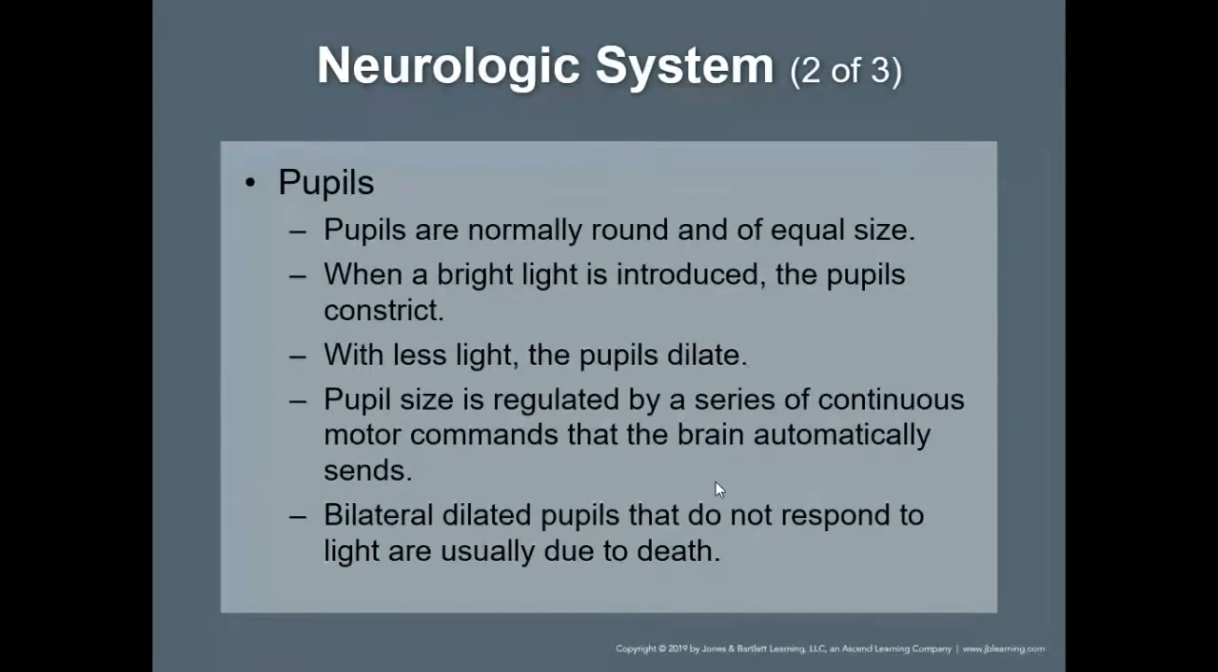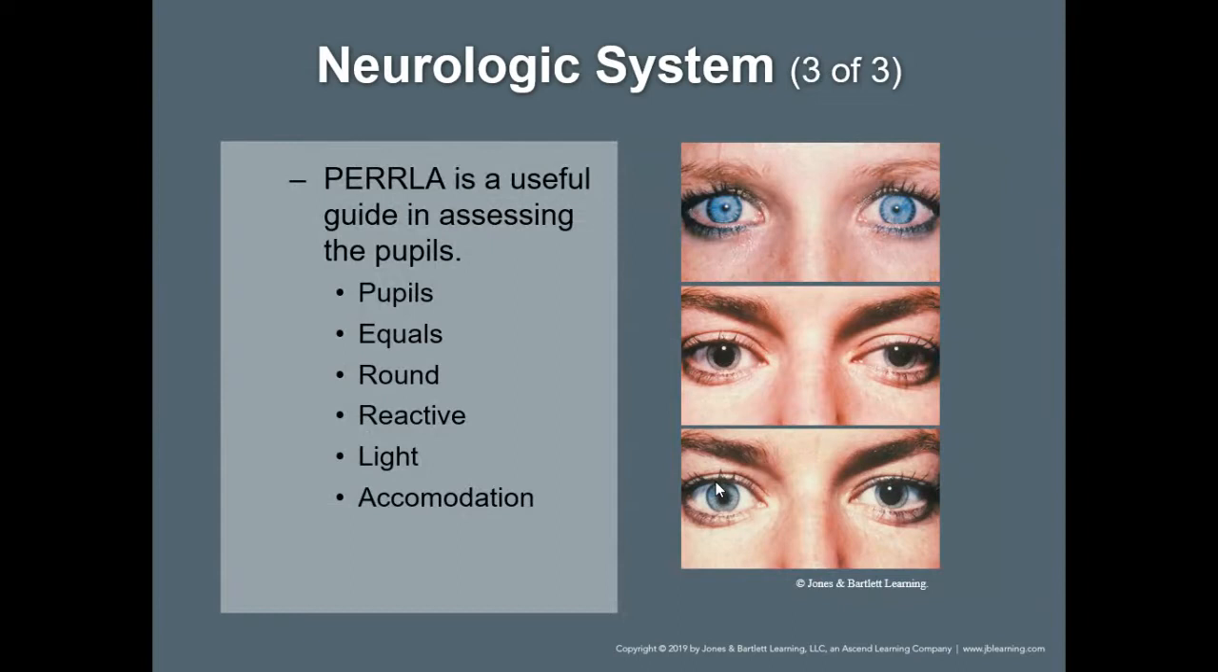Bilateral dilated pupils that do not respond to light are usually due to death. And the AEMTs use the acronym PERLA, right? PERLA is a useful guide in assessing the pupils. Pupils equal, round, reactive to light, accommodation.